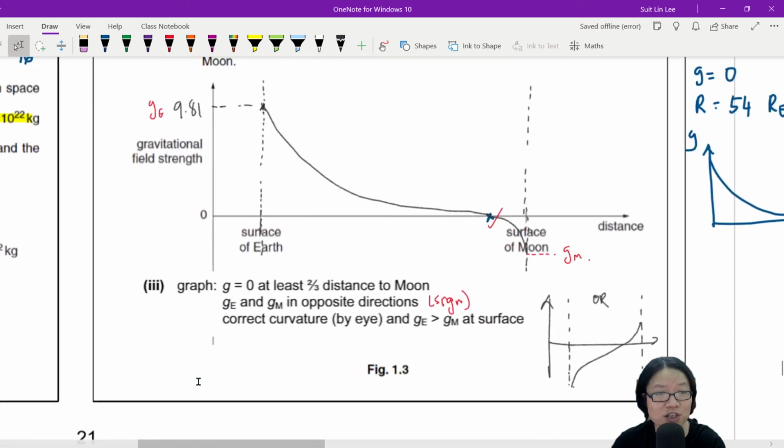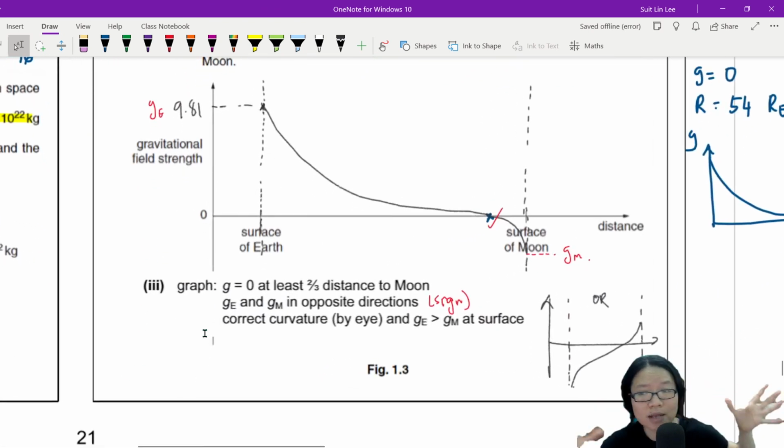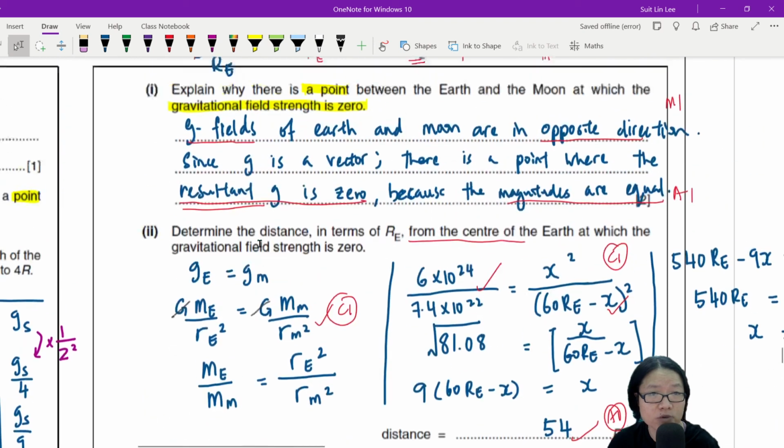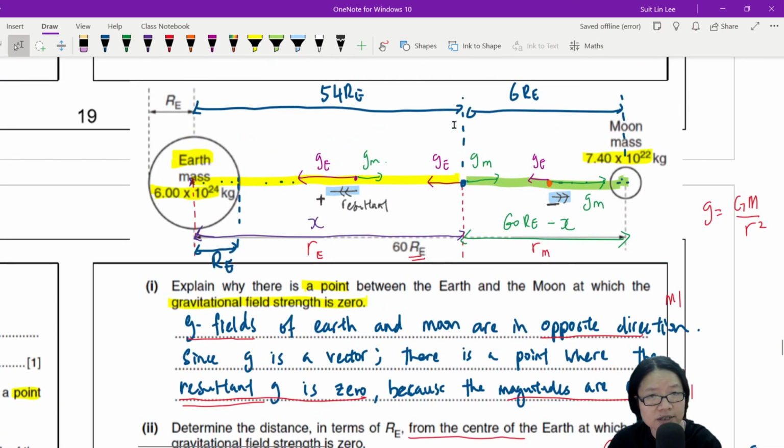It's about the gravitational field strength between Earth and Moon. Remember that they are vectors, so they should be treated as vectors. If you move close to the Earth, the field strength of Earth will be stronger. Close to the moon, the moon's will be bigger. But there will be a point in the middle where they cancel out. That will be the main idea for this question.